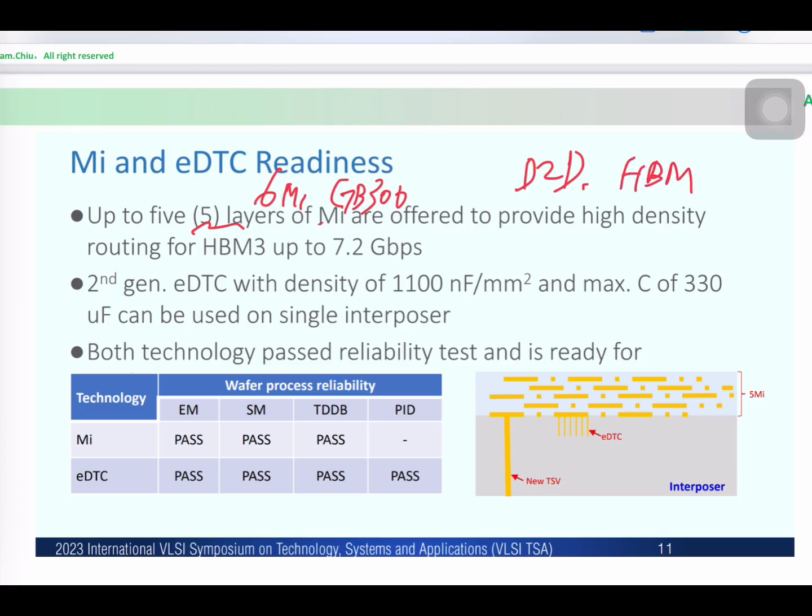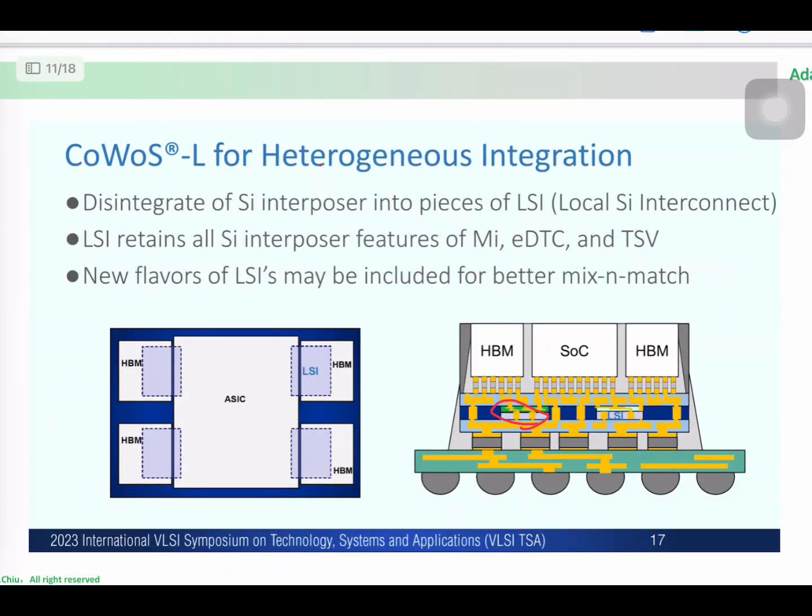This is the TSV within the interposer, and this one is the embedded DTC, and this is the interconnect. It's a dual Damascene interconnect. Okay, so you can see that this LSI die is responsible for transmitting signals, which means conveying signals between the SoC computing die and the HBM.